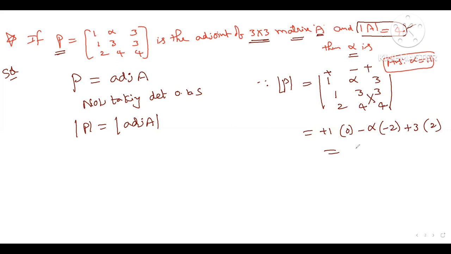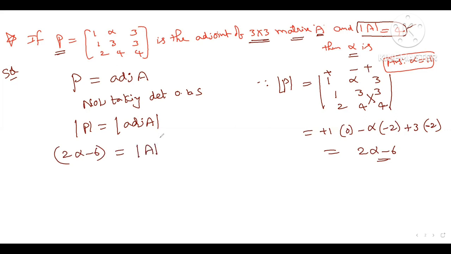Plus 3 into here this value, 4 minus 6, 2. So here what we get here? 4 minus 6 minus 2. Sorry. Here what we get here? 2 alpha minus 6. 2 alpha minus 6. So det P value 2 alpha minus 6 is equal to det of adjoint of A.